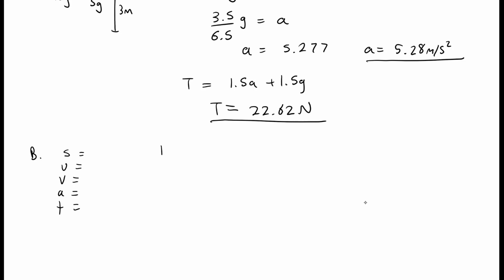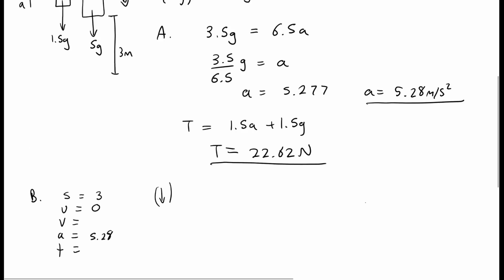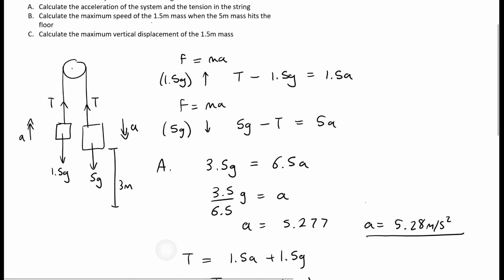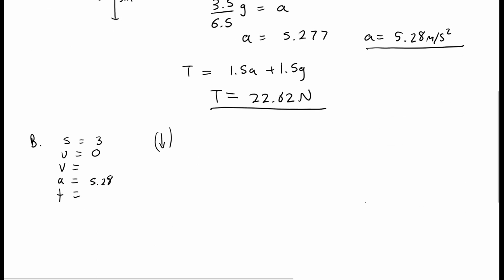If we take down to be positive, so it falls 3 meters down, the 5 m mass accelerates at 5.28 meters per second squared. The system is released from rest. We'll calculate the maximum speed, so that would be the speed right before it hits the ground. We're not interested in time, so we need to use the equation that doesn't have time, which would be v squared equals u squared plus 2as.